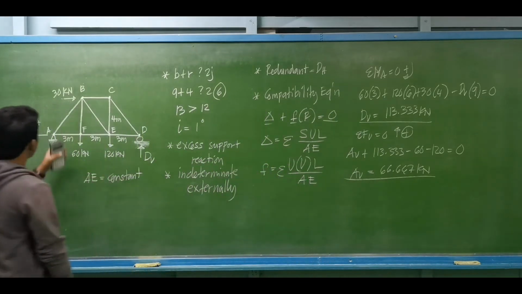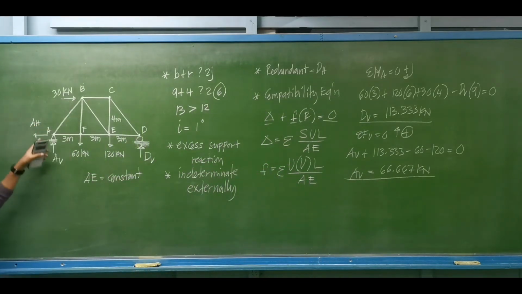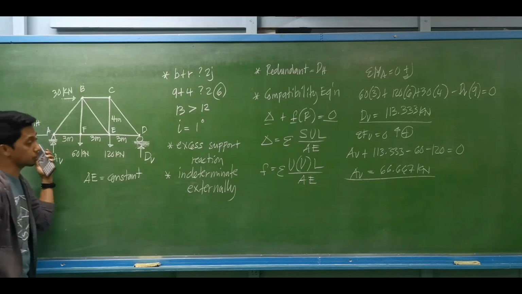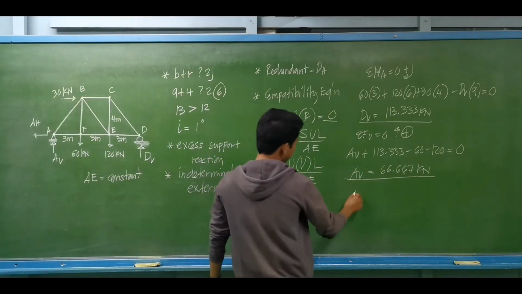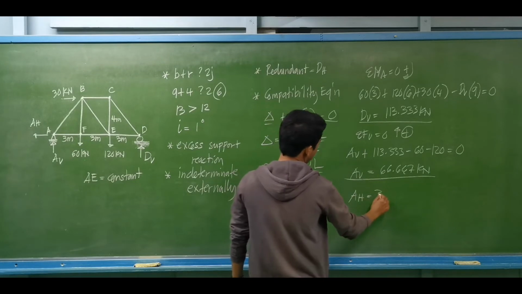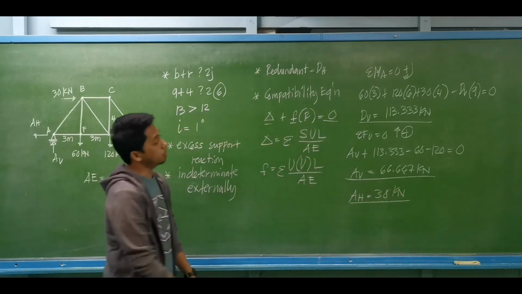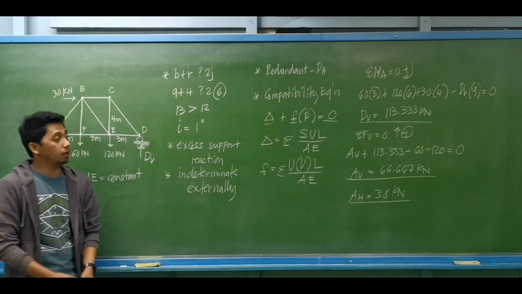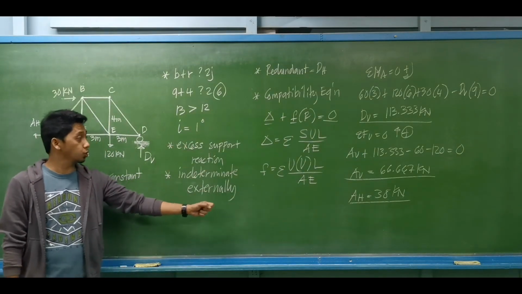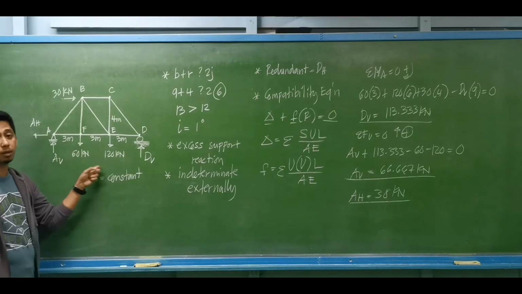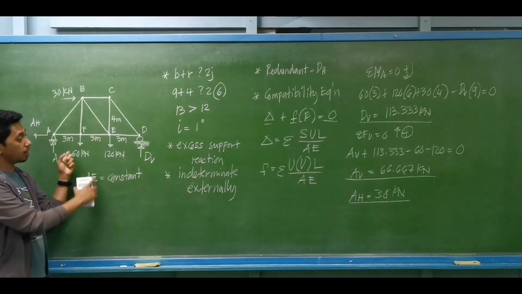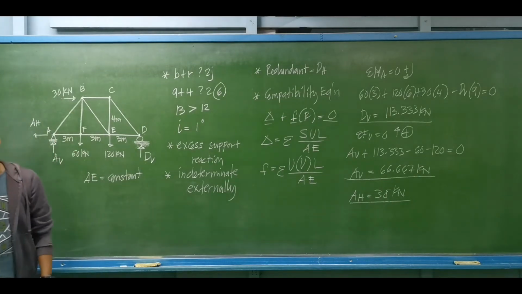So since we have a horizontal load of 30 kilonewtons and A horizontal is the only horizontal resistance of the truss, we assume that the A horizontal is the same as 30 kilonewtons. Okay, so we have the support reactions. We are now to compute for the axial forces due to the real load. So analyze as already a determinate truss.